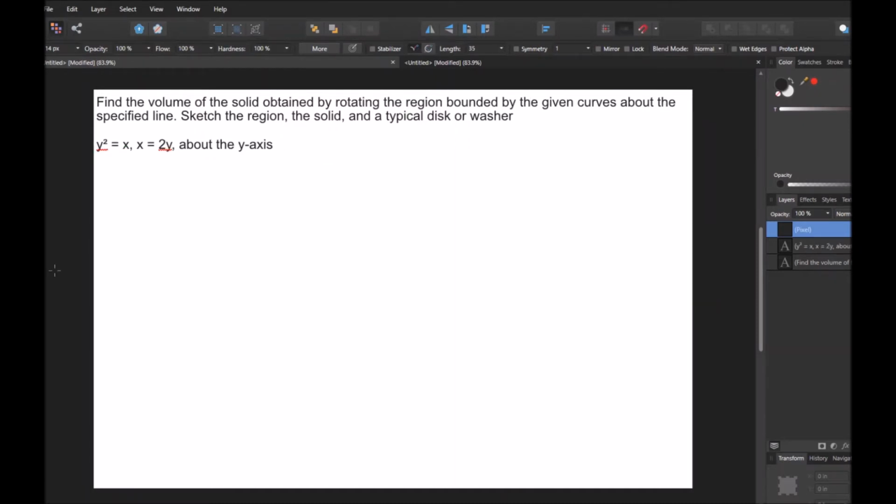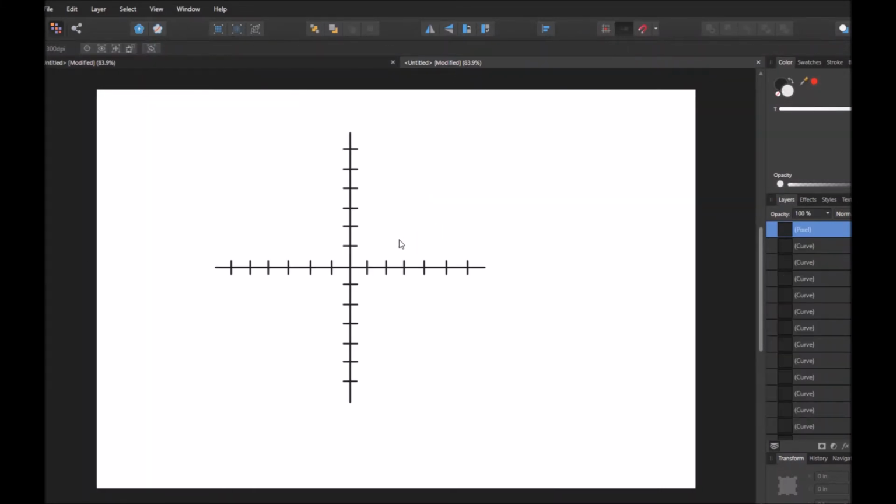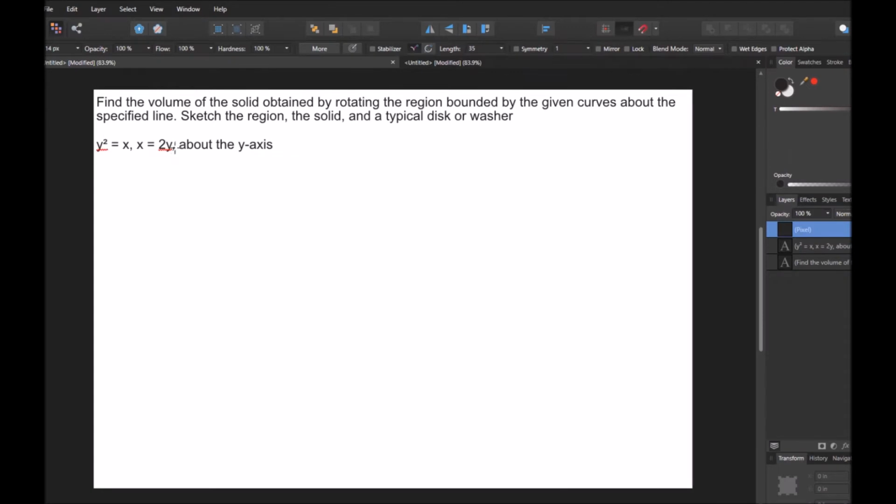Okay, so in this next problem we're asked to do the exact same thing, except our equations now are y squared equals x, x equals 2y, and they want us to rotate it about the y-axis. So let's head on over to the graph here and let's graph this out. So let's graph out x equals 2y first.